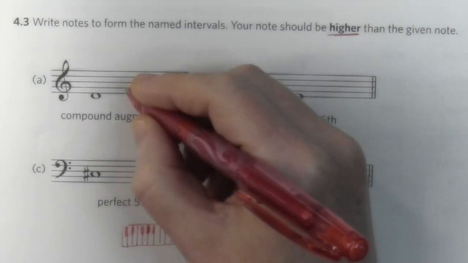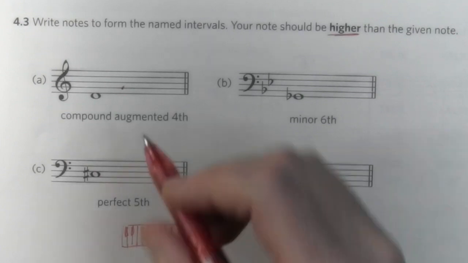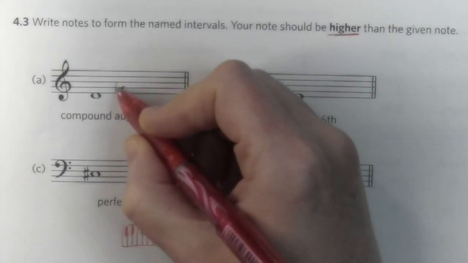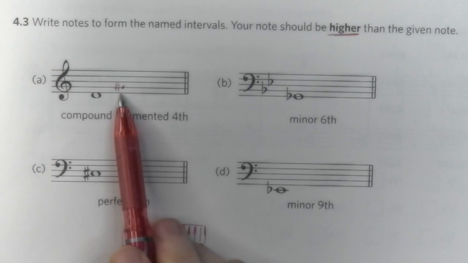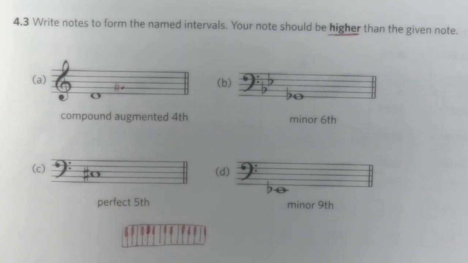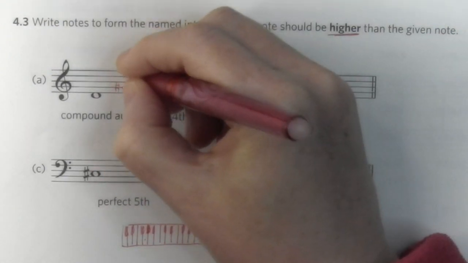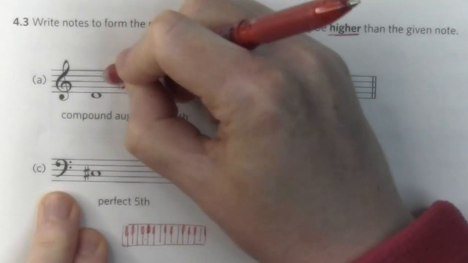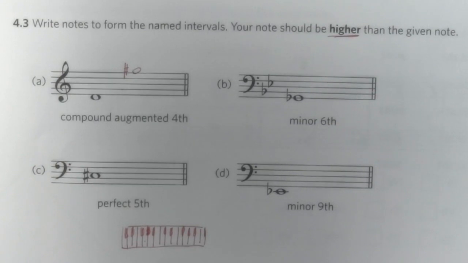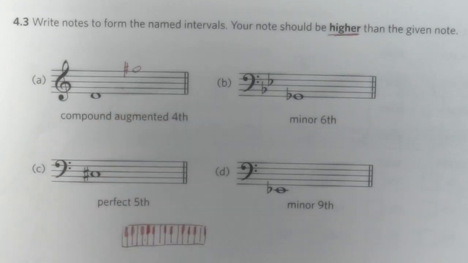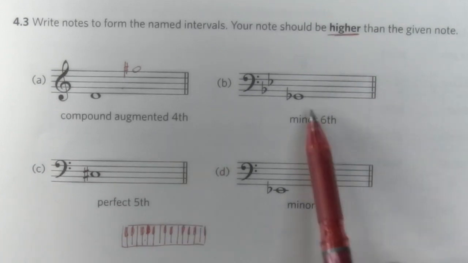Okay, so G sharp. Now, why am I writing it that little? Because this is a compound, so it must be raised up by an octave. So, here it is. Okay, raised up by an octave. Compound, augmented, fourth. Let's move on to the second one.